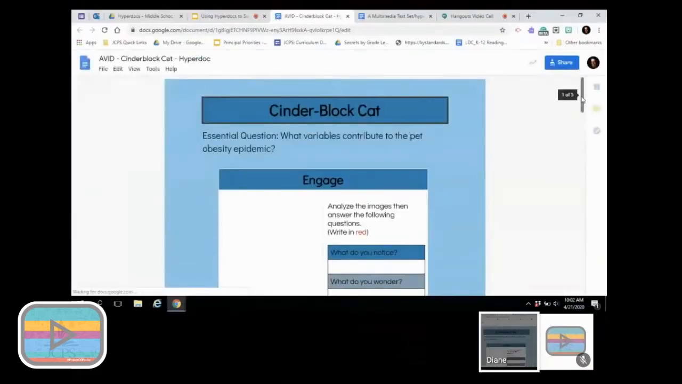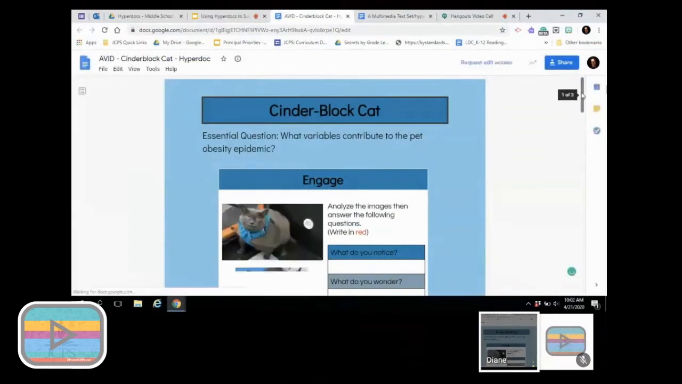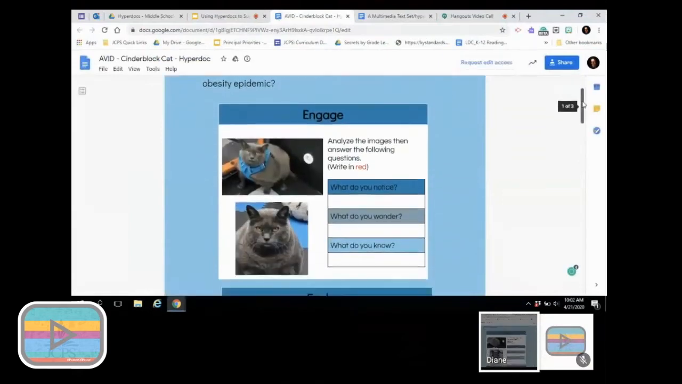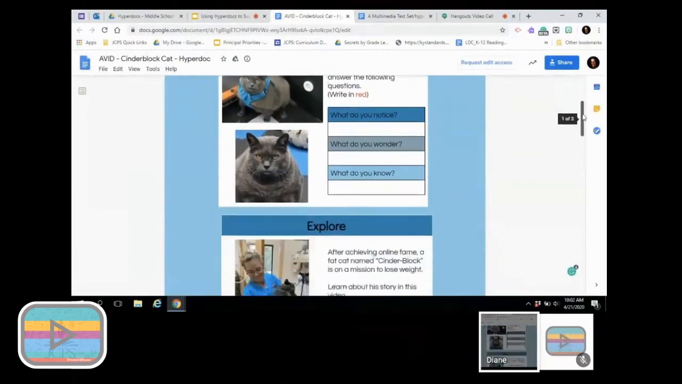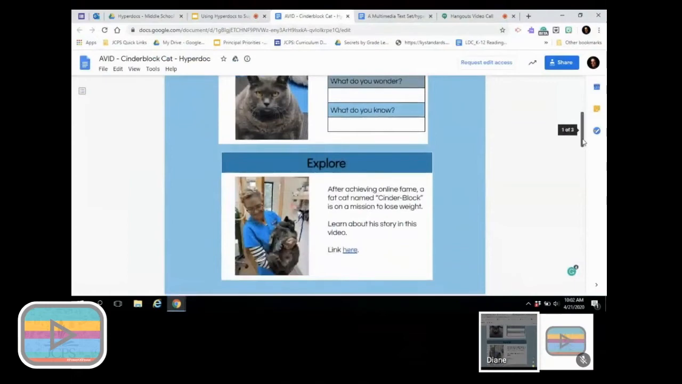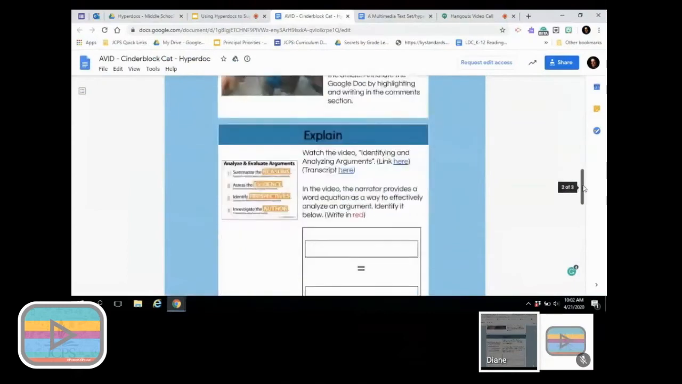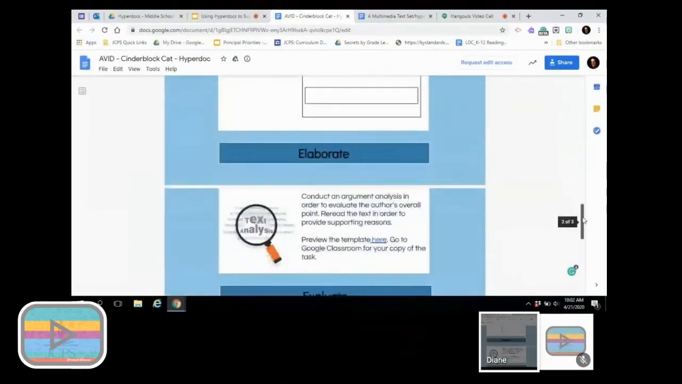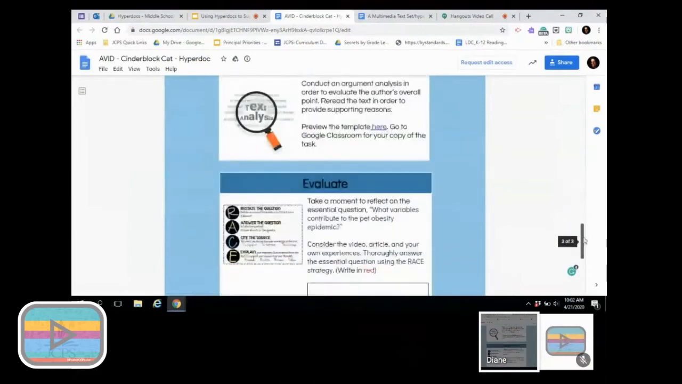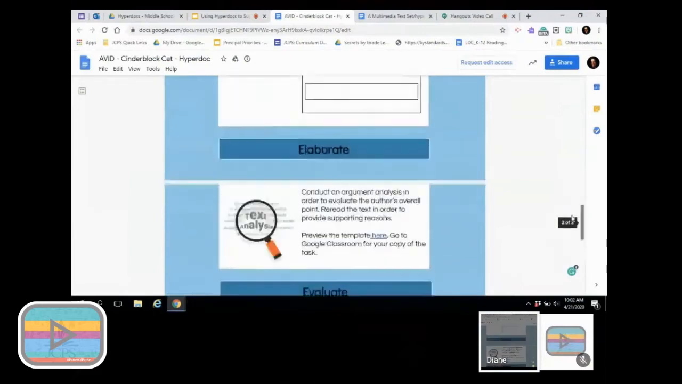This is a basic Hyperdoc. It's an elementary example. You'll notice it starts with an engage and explore and explain. There's an elaborate and evaluate. So that is what a Hyperdoc looks like.